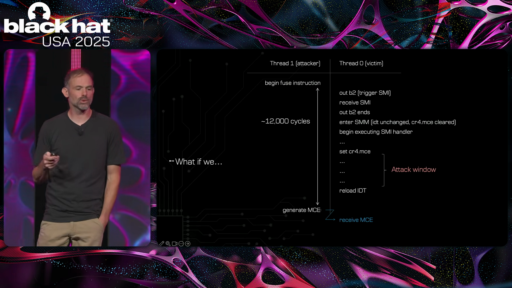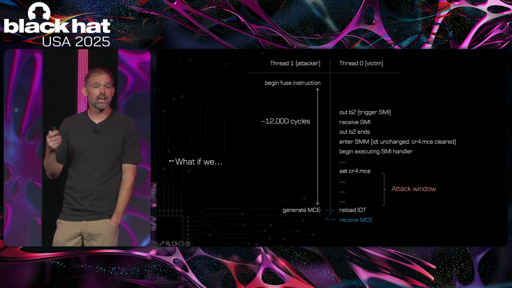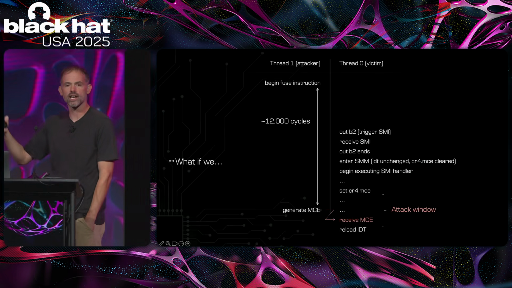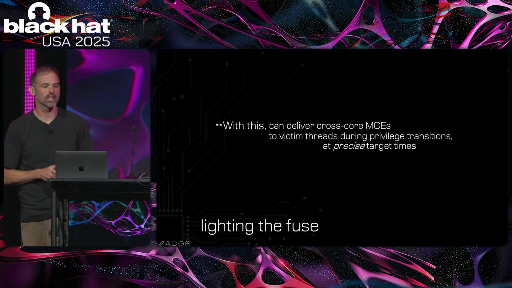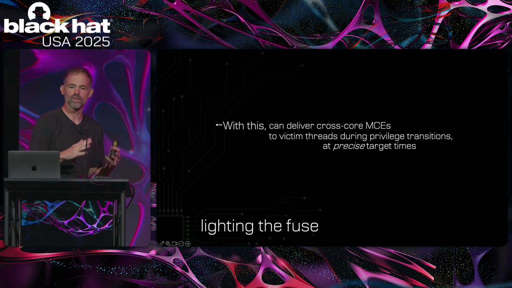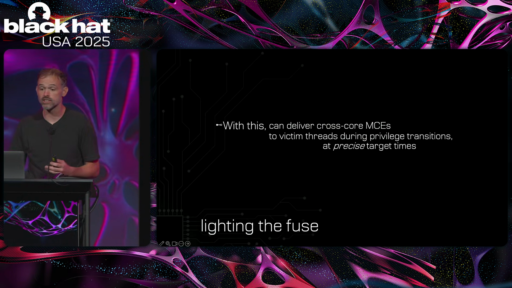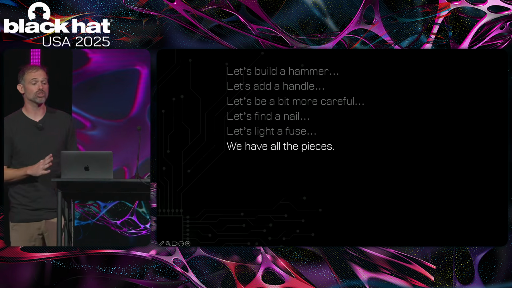But we can fix this pretty easily if on the victim thread we just delay it a little bit. And if we calibrate exactly how long we delay it, we can shift that attack window down so that the MCE arrives exactly within the attack window on the victim thread. So with this, we've got the ability to deliver cross-core MCEs to victim threads during privilege transitions at very, very precise target times. We've got all the pieces to a really great tool.